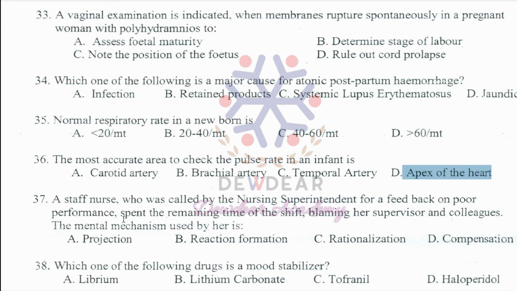The staff nurse who was called by the nursing superintendent for feedback on poor performance spent the remaining time of the shift blaming her supervisor and colleagues. So the mental mechanism used by that staff nurse is projection. Option A is the correct answer. The staff nurse is using the defense mechanism projection because she is blaming others. Projection means blaming others.